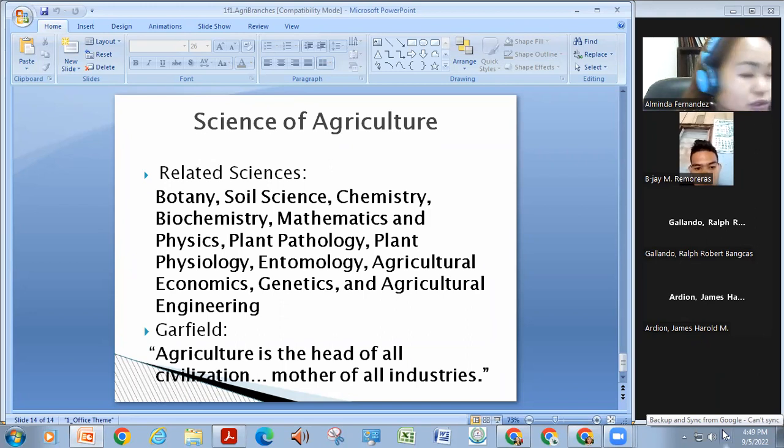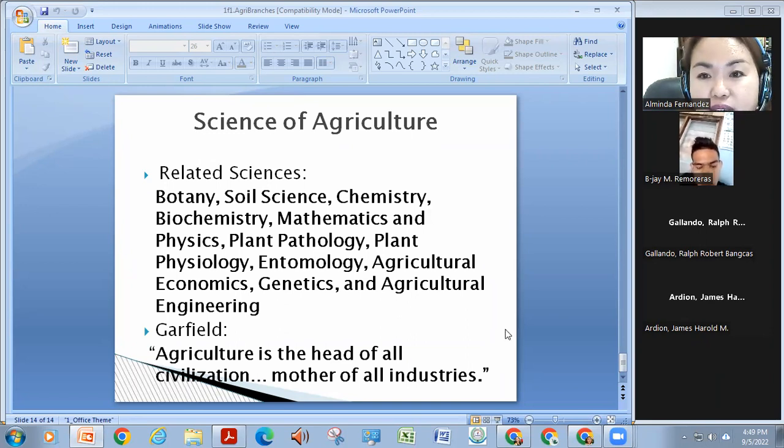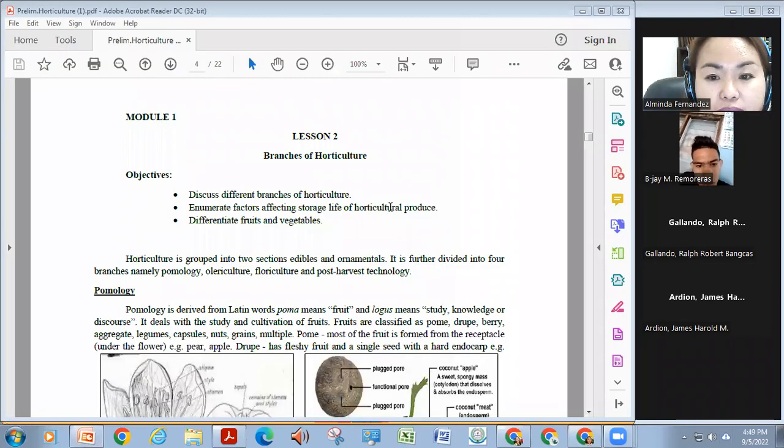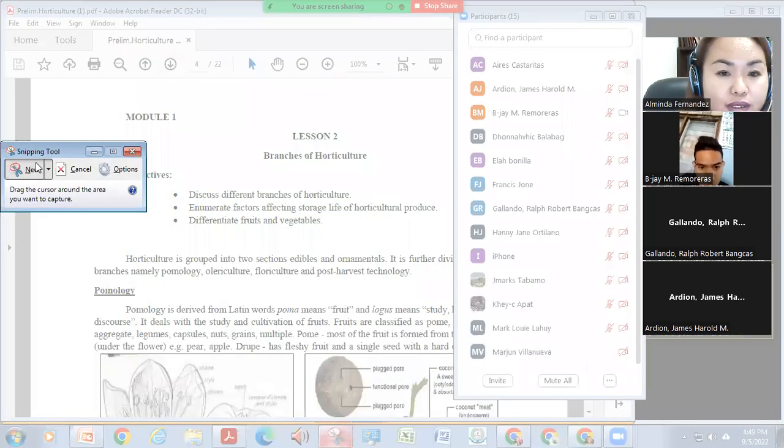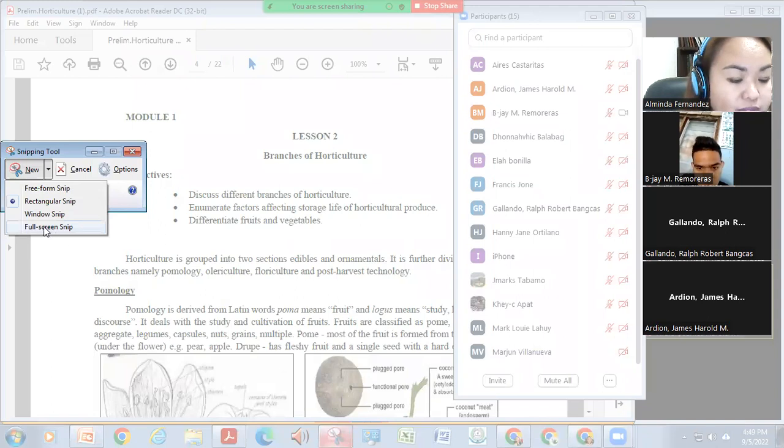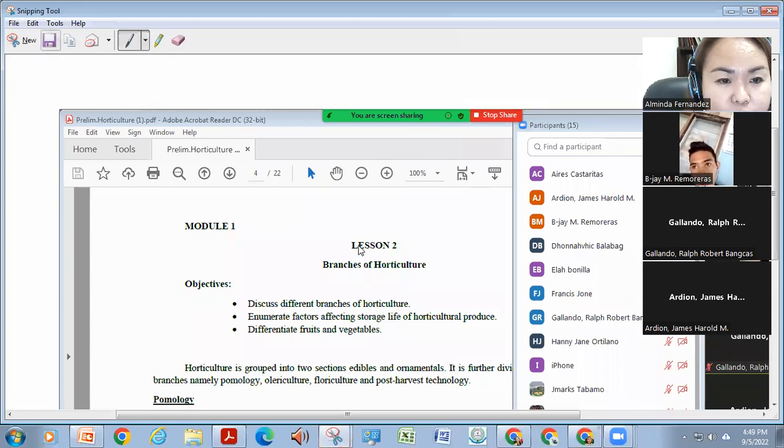Sabi niya, agriculture is the head of all civilization and the mother of all industries. Diba? So I guess, yun lang as an introduction before we, you have now an idea on the different classification of agriculture, no? Before we proceed with the formal, final branches of horticulture.